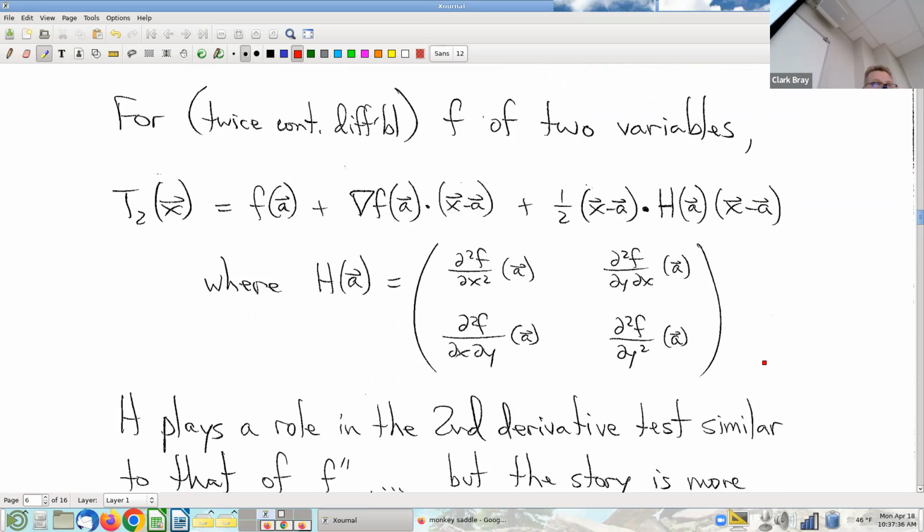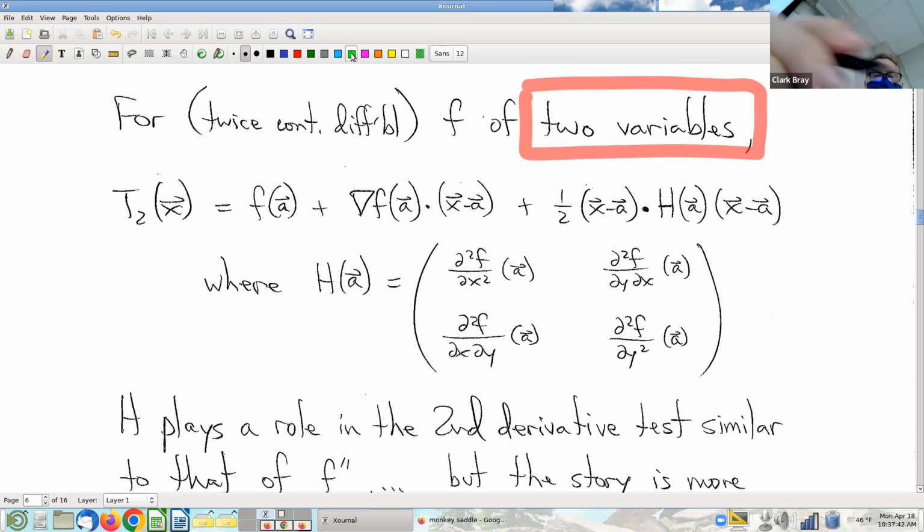Okay, so that's ancient history. Here's the multivariable version of it. I emphasize that in this course we're only going to worry about what happens when we have just two variables. Some parts of this get weirder when you have more than two variables, so only two for us.